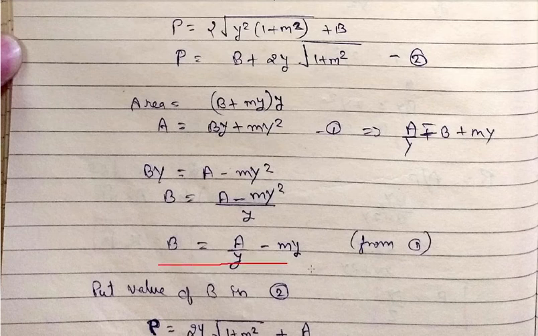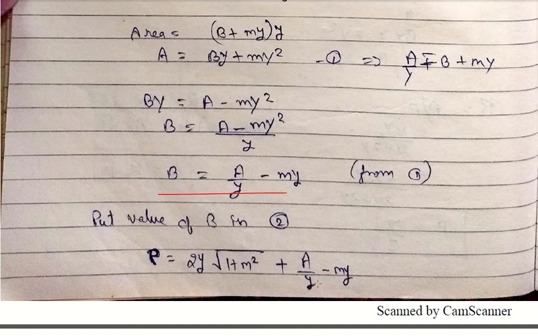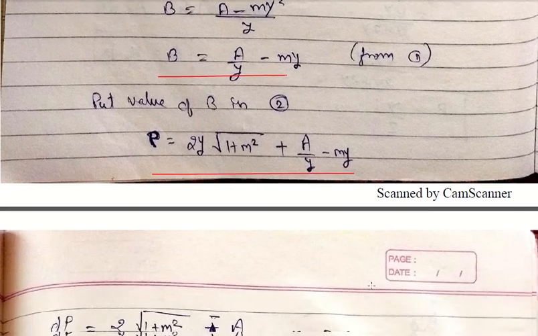So here is b in terms of y. So put it here, b in terms of y. Now there is two variables b and y, so b in terms of y we put here. So this equation is in terms of one variable, so we differentiate P with respect to y, it will give maxima or minima. So P equals to 2y root of 1 plus m square plus A by y minus m y.